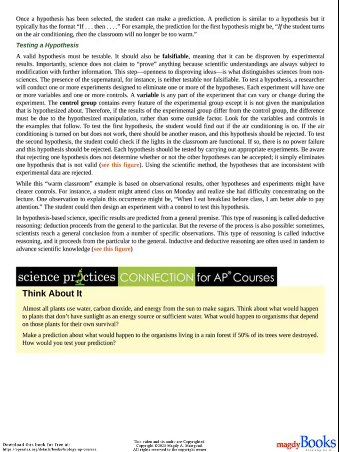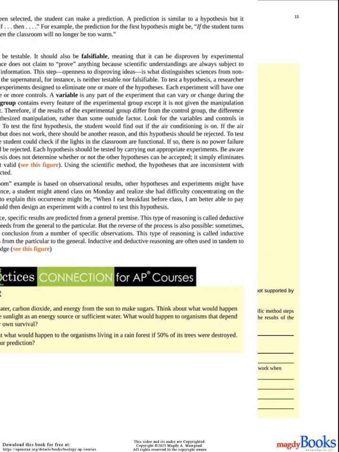Science practices connection for AP courses. Think about it. Almost all plants use water, carbon dioxide, and energy from the sun to make sugars. Think about what would happen to plants that don't have sunlight as an energy source or sufficient water. What would happen to organisms that depend on those plants for their own survival? Make a prediction about what would happen to the organisms living in a rainforest if 50% of its trees were destroyed. How would you test your prediction?